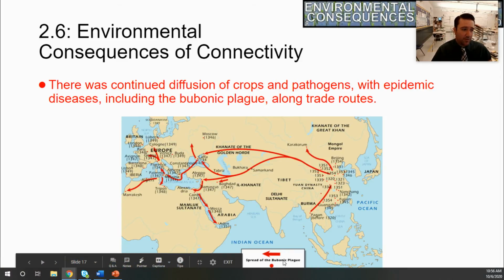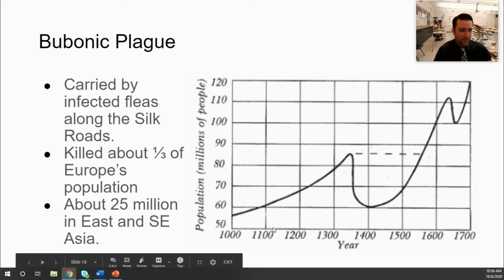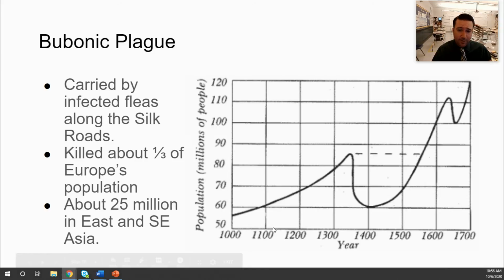But as far as this period goes, there was a continued diffusion of crops and pathogens, with epidemic diseases, including the bubonic plague, along trade routes. Okay, the bubonic plague we talked about back in 1.6, when we were talking about Europe and the massive impact, especially demographically. A lot of it was because of the trade that connected East and West, primarily through the Silk Roads, and it must have been transferred by infected fleas.